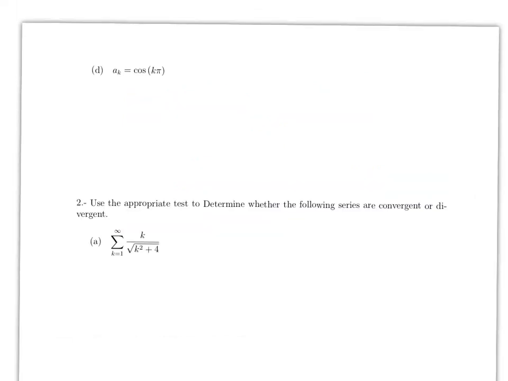Part D, here you can see the cosine of k pi, where remember k is always supposed to be an integer, which means it can be positive or negative. But in this case, k is going to infinity, which means that you're going to have cosine of pi, 2 pi, 3 pi, 4 pi, and so forth. So the values for cosine are going to be 1, minus 1, 1, minus 1, and so forth.